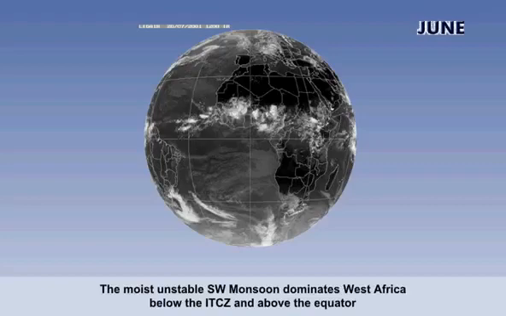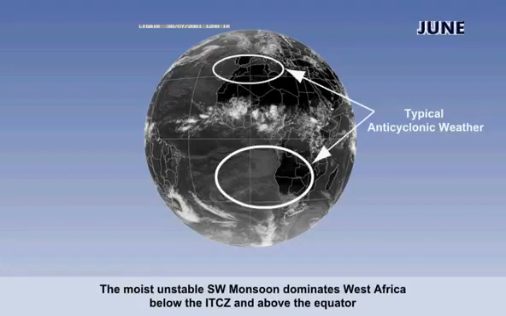The satellite image shown here clearly identifies the convective weather of the ITCZ and the clear cloudless skies of the subtropical anticyclones either side. This is especially obvious over the southern and northern parts of Africa and the Mediterranean.